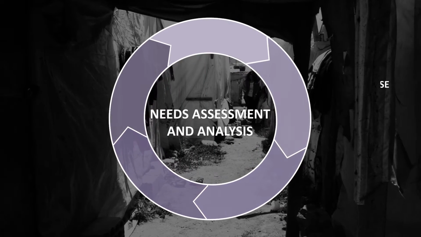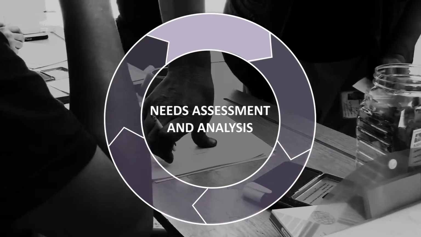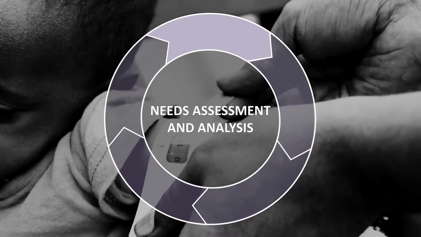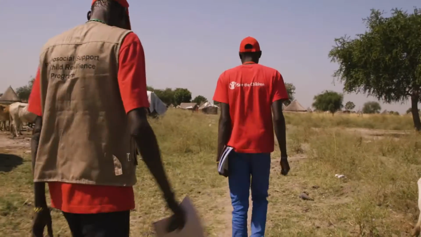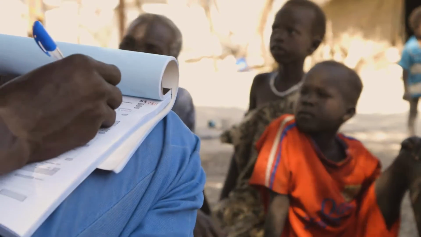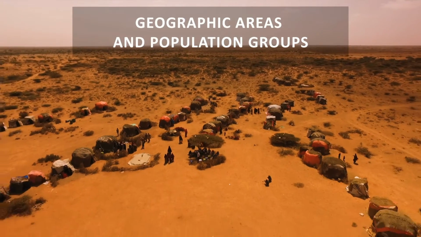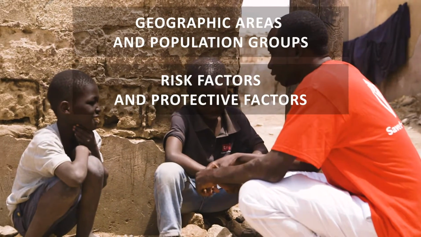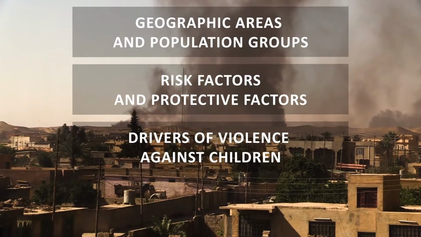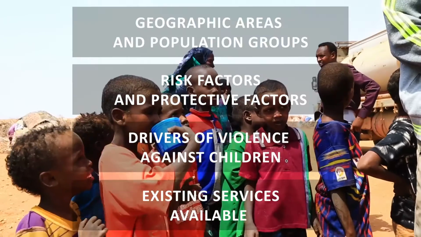The first step is needs assessment and analysis. You might have heard of the Humanitarian Needs Overview, or HNO. This is the needs analysis across all sectors of the humanitarian response. For child protection, needs assessment and analysis is about ensuring that programming is based on evidence about the geographic area and population groups with the most child protection needs, the most significant child protection risk factors and protective factors, the underlying drivers of violence against children, and the existing services available in affected communities.